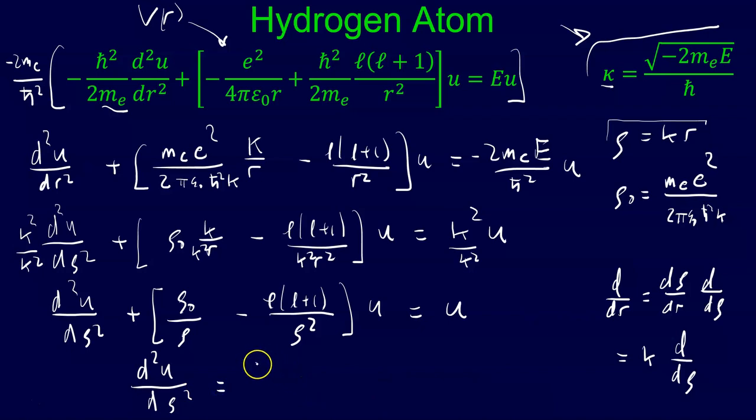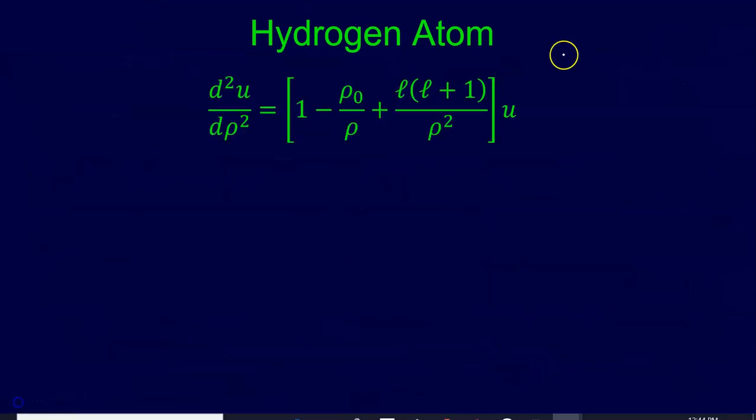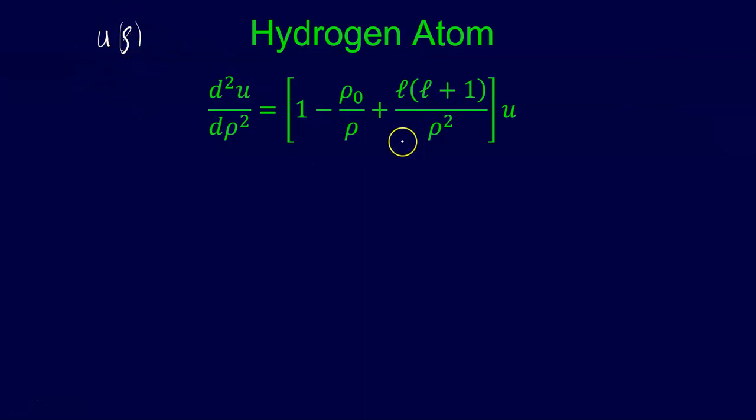So put everything on the other side. We've got a factor of 1 from this guy, minus rho over rho naught from this term, and then plus L times L plus 1 over rho squared. And so this is our final equation, the final form that we're going to take and try to get the solution to. All right, so our goal is to find the function u as a function of rho of this equation, at which point this will be our solution to the radial equation for the hydrogen atom.